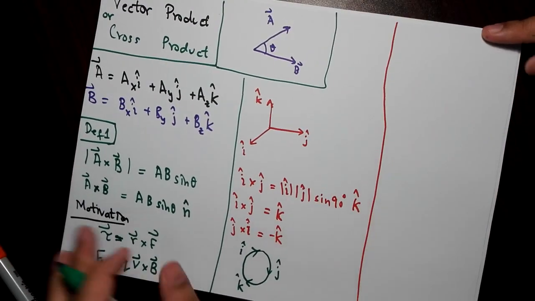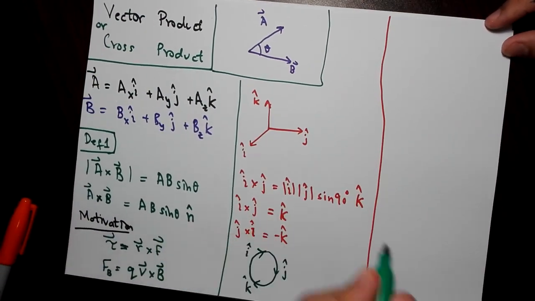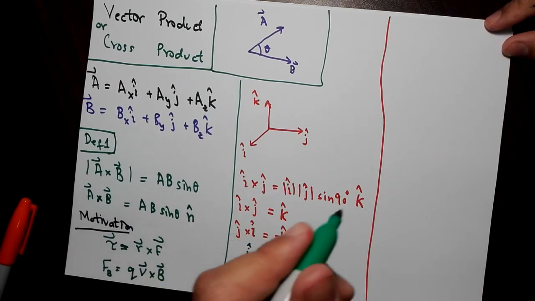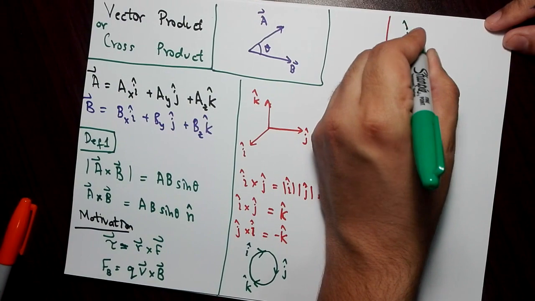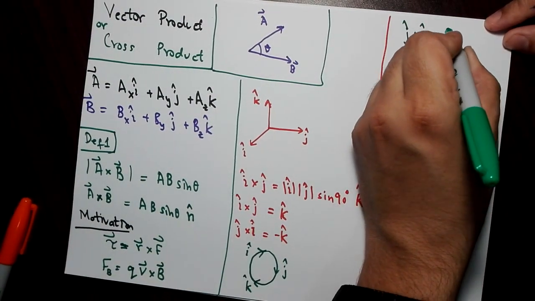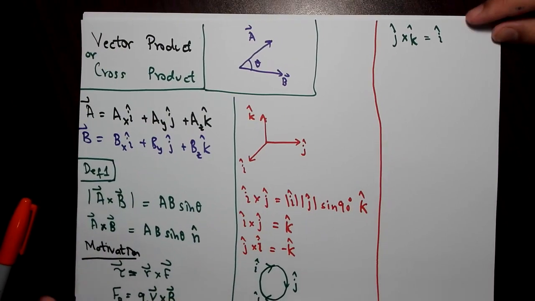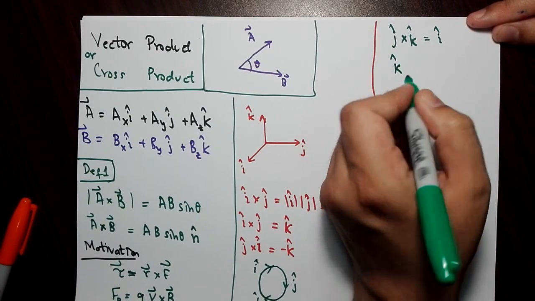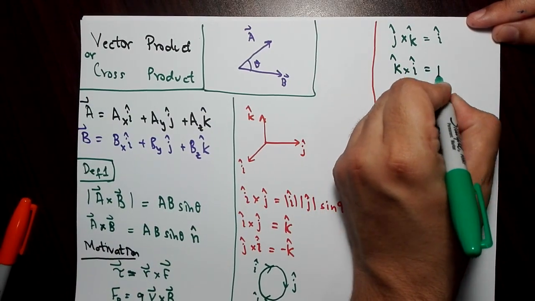So if you want, we can write that down. So j cross k is, we have i cross j over here, that's k hat, and j cross k hat is i hat, and k cross i is j hat. So k cross i hat is j hat.